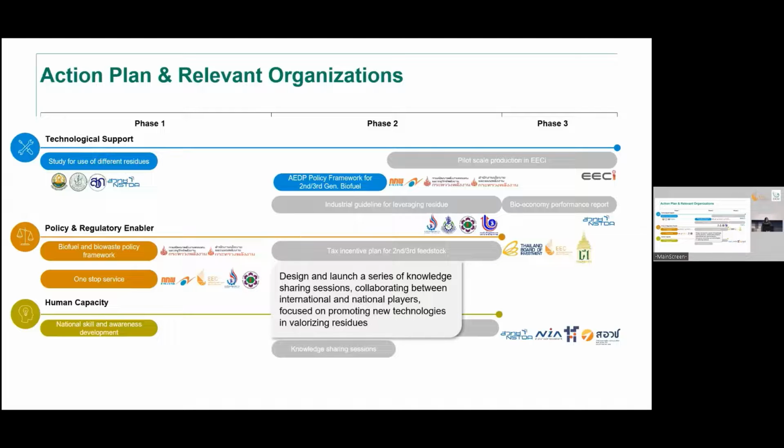Next, under this bucket would be to design and launch a series of knowledge sharing sessions like this and more, where national and international players can come together and discuss new technologies to help reduce the pressure on first generation crops, improve land use practices, and valorize residues.